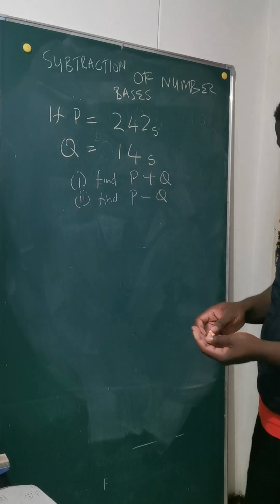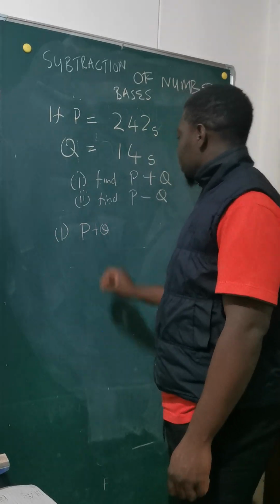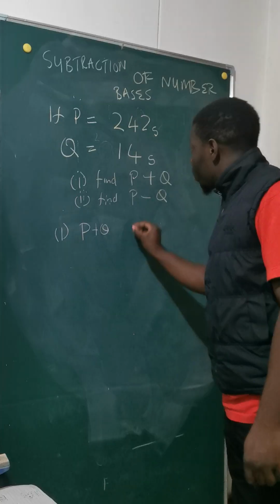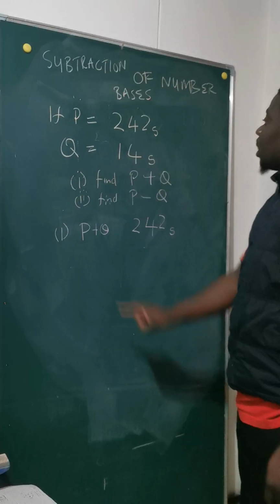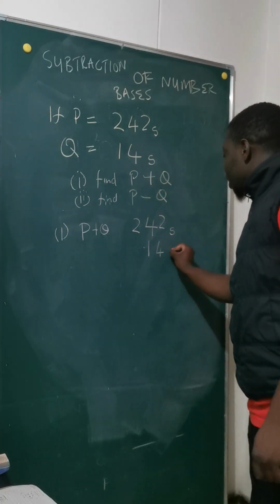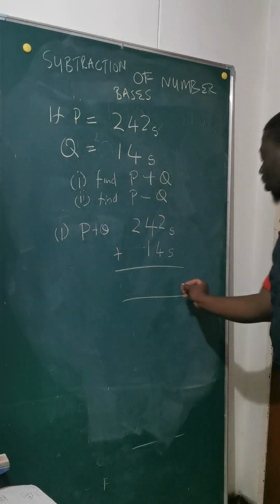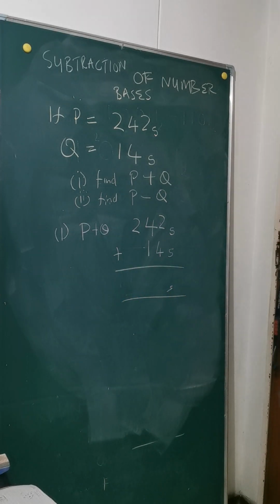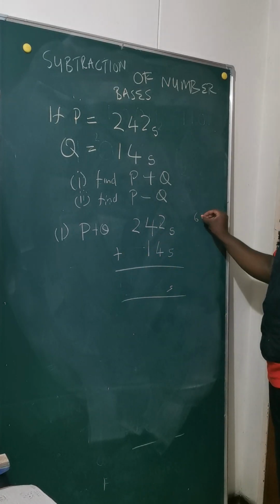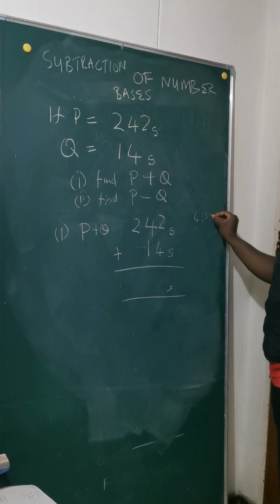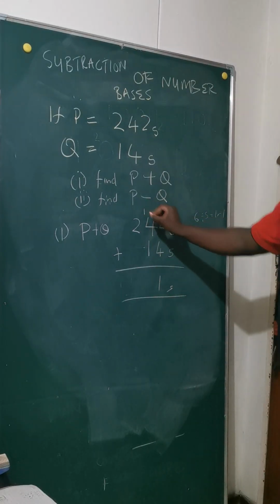So we shall start with part 1. P plus Q, right? So we say P is 2, 4, 2 in base 5. Then Q is 1, 4 in base 5. Then it says plus. Then, because we are adding numbers in base 5, we put a 5 here. Right. So 2 plus 4, which is equal to what? To 6, right? Divided by 5, because we are in base 5, which is 1, remainder 1. So we write down the remainder here, we carry 1, right?